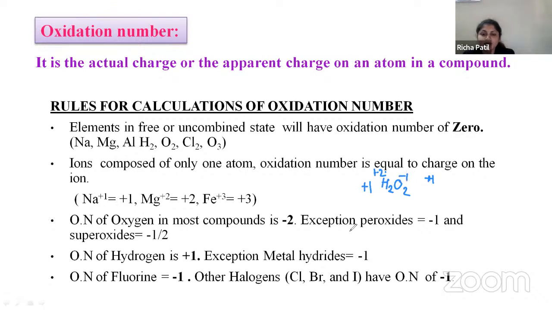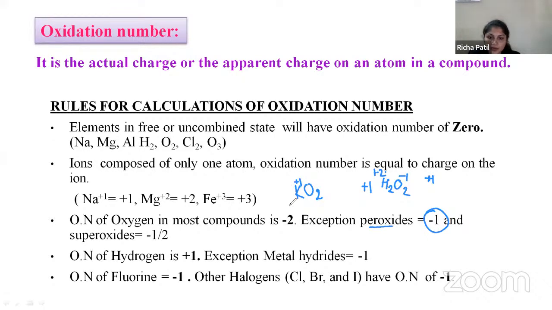Your exception case is peroxides. When oxygen is in the form of peroxide, the oxidation number is -1. What is superoxide? Superoxide, for example, is KO2. What is this K? K is your potassium. What is the oxidation state of potassium? It is an alkali metal, so it will always be in the +1 state, right?